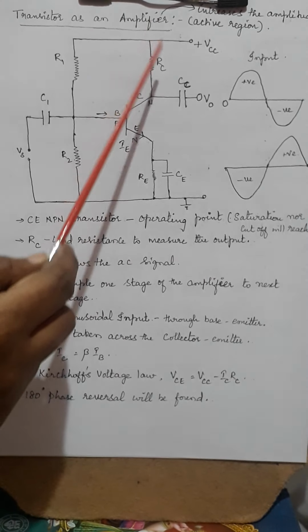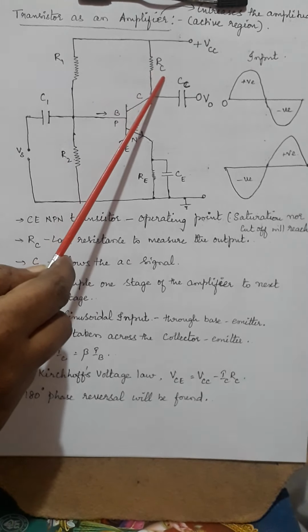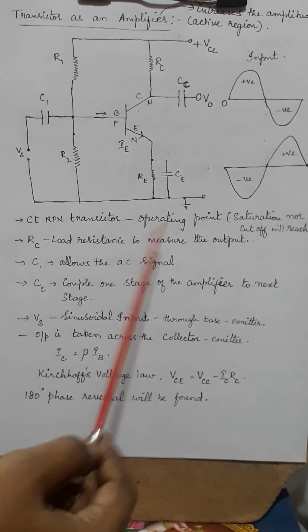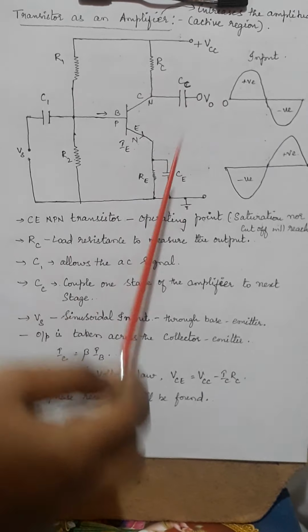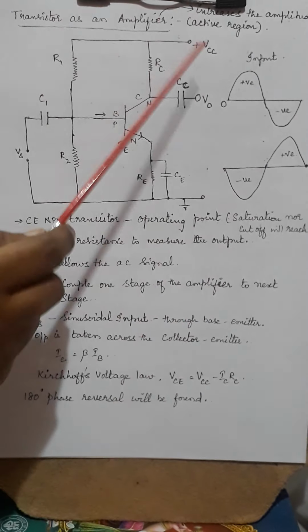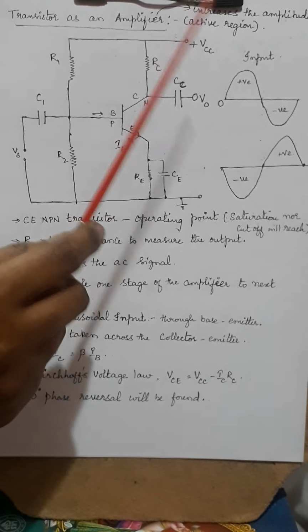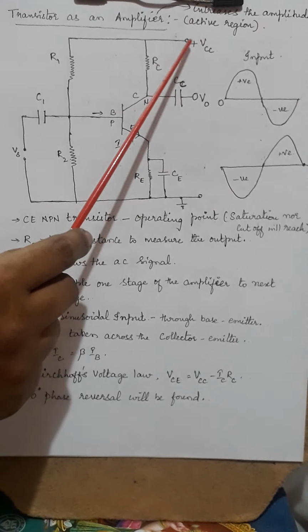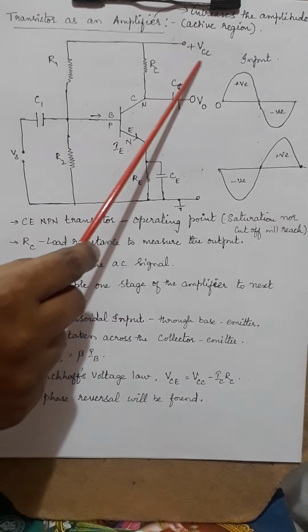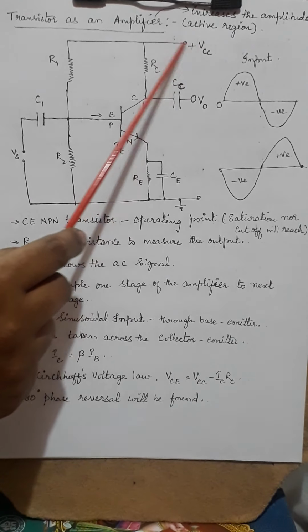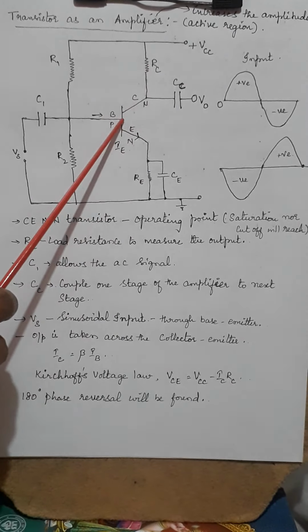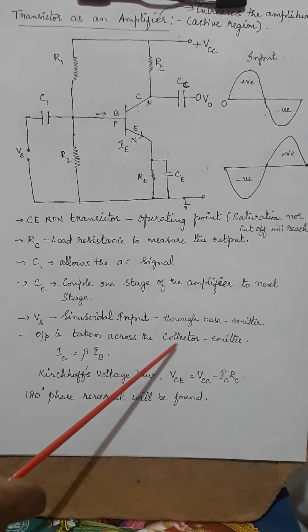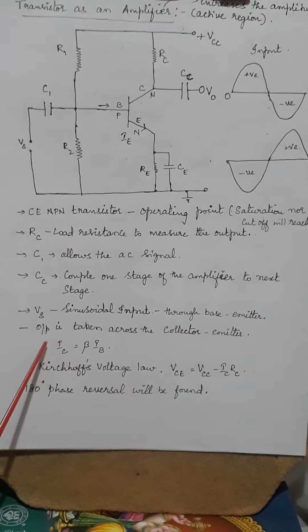Then output is drawn across RC, always a resistor, through which the load resistance is added, so that you can measure the output. What is this plus VCC? We have learnt in transistor characteristics or biasing. This is the biasing voltage, plus VCC, which is connected to the collector. So here output is taken across the collector emitter, which is IC.